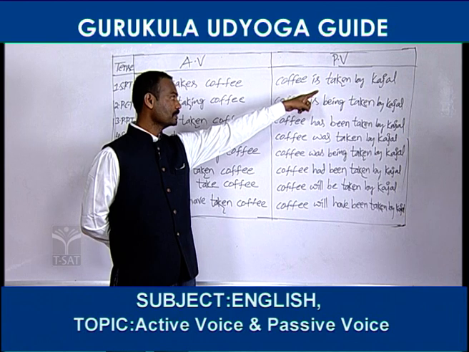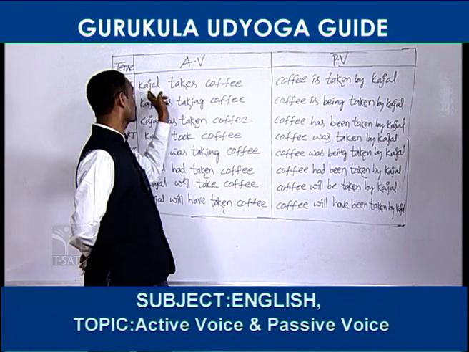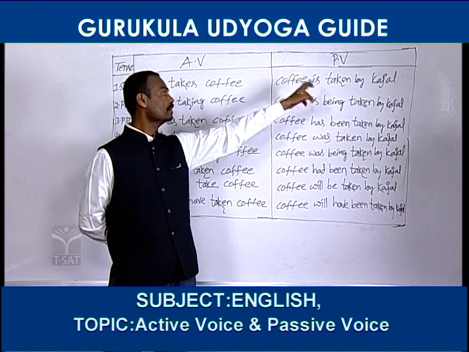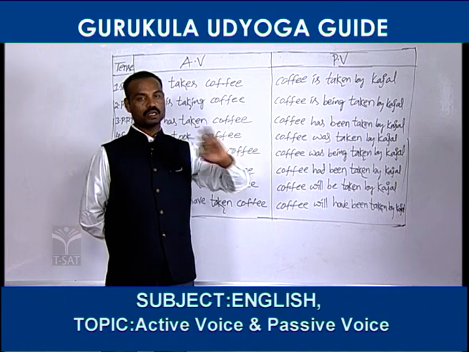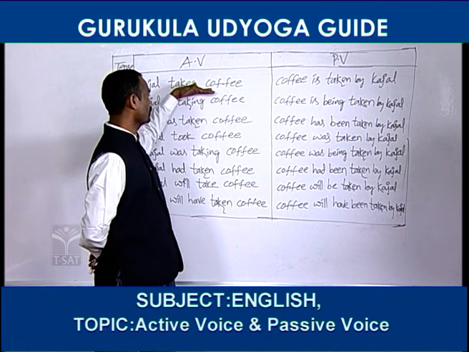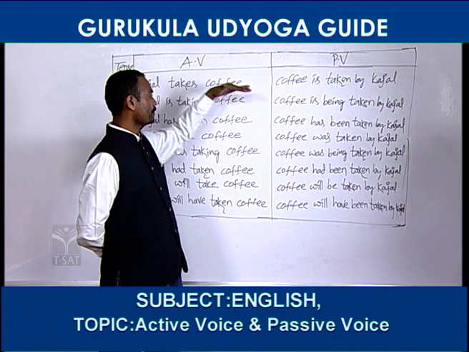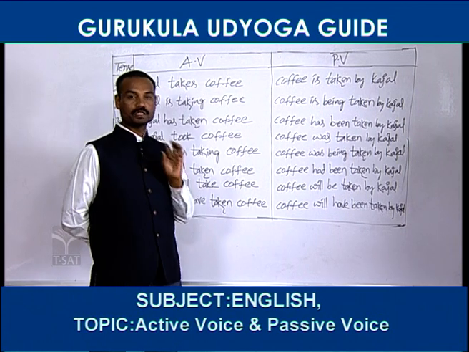Next what? Preposition. It has been written. Next what? Subject. Where is the subject? Kajal is the subject. So coffee has been taken by Kajal. This is the process of changing active voices into passive voices from simple present tense.